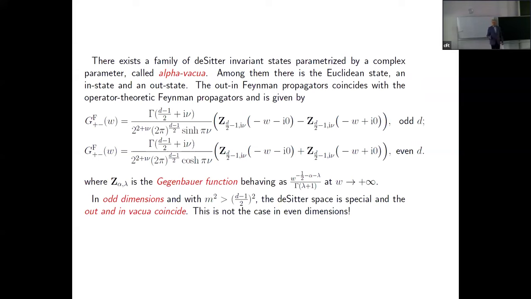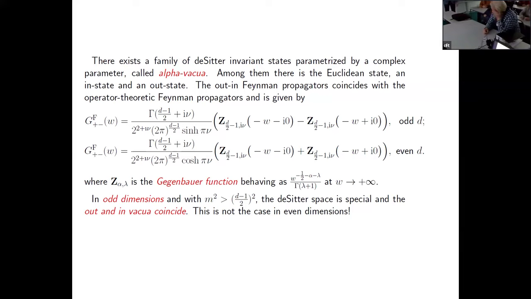In the literature you can find many papers about the de Sitter spaces, and in particular one can determine all the de Sitter invariant states, the so-called alpha vacua. Among these, I don't want to discuss this in detail, but among these alpha vacua, one can find the in state and the out state. It turns out that the out-in propagator coincides with the operator theoretic Feynman propagator, and here are formulas in terms of special functions. Z is some other Gegenbauer function. You remember there was an identity that the operator theoretic Feynman is equal to out-in. So this is satisfied here.